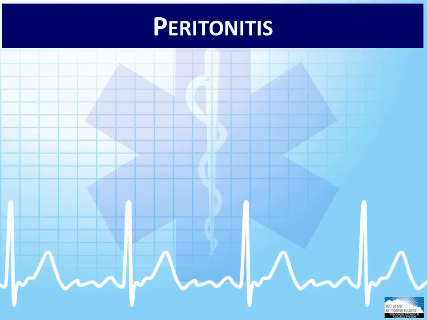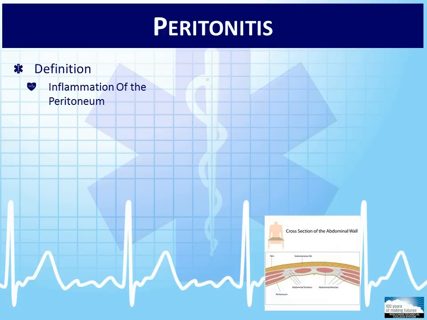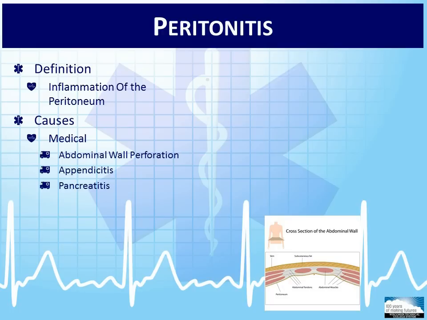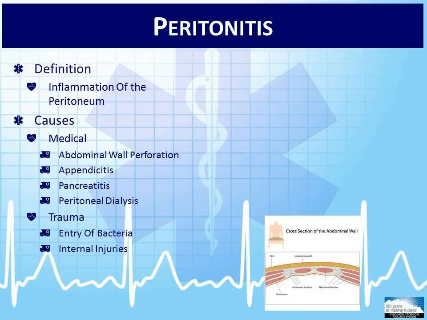The first abdominal condition to be discussed is peritonitis. Peritonitis, a potentially life-threatening condition, occurs when the peritoneum, the membrane that forms the lining of the abdominal cavity, becomes inflamed. Medical causes for peritonitis include rupture or perforation of the abdominal wall, appendicitis, pancreatitis, and peritoneal dialysis. Peritonitis may result following trauma when bacteria enters the abdominal cavity or from internal injuries where gastric juices, blood, or bowel contents irritate the lining of the abdominal cavity.